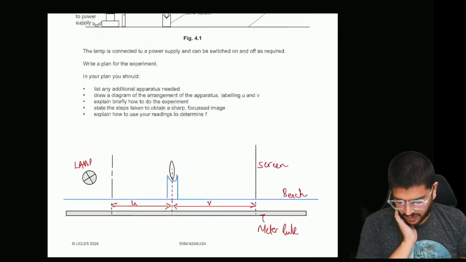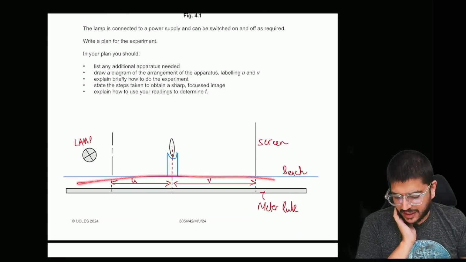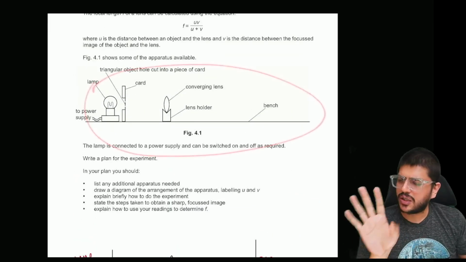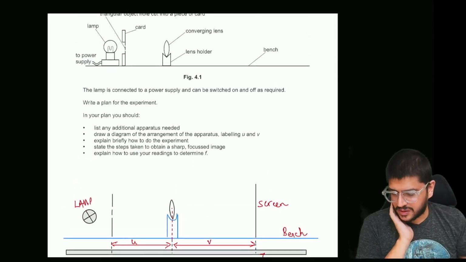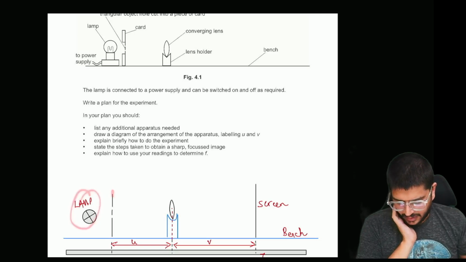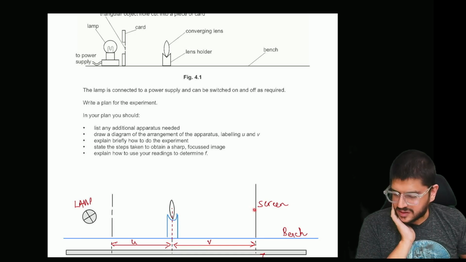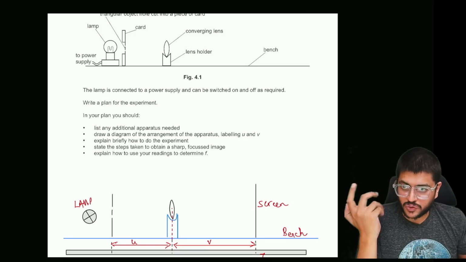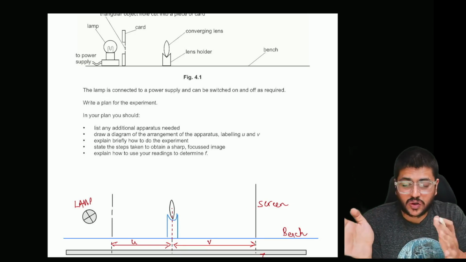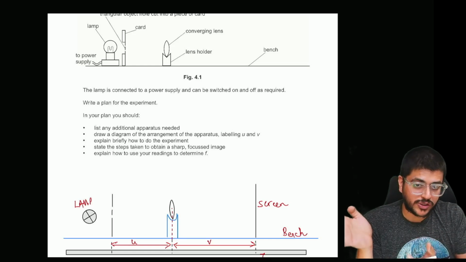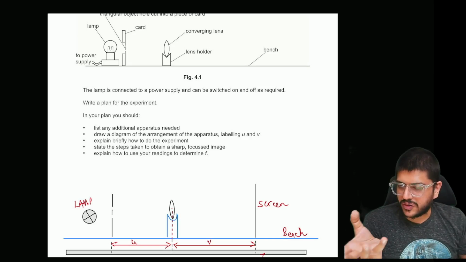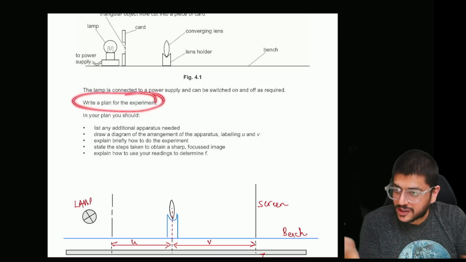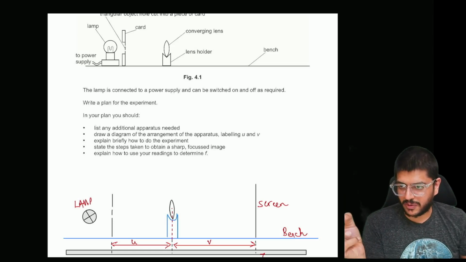Draw a diagram. So here we go. You should literally copy it, and you don't have to be very artistic. You can just do it like this. This is your card, this is your lamp, this is your lens in the holder, and this is the screen. If you notice, I haven't made any rays either because they're not asking you to make rays. It's not a paper 2 question, or a theory question. It's actually a question for designing an experiment. So I'm more concerned about the experiment. How will I write down the experiment?